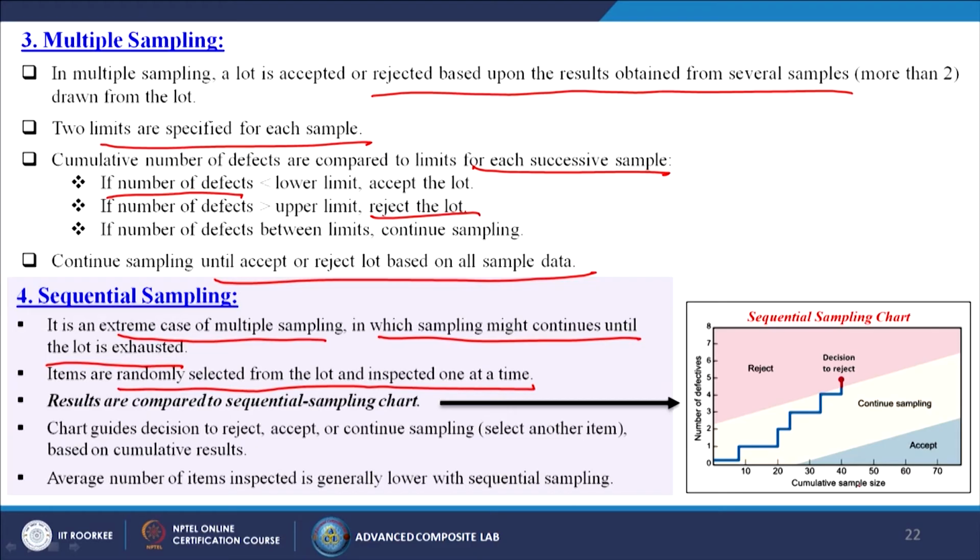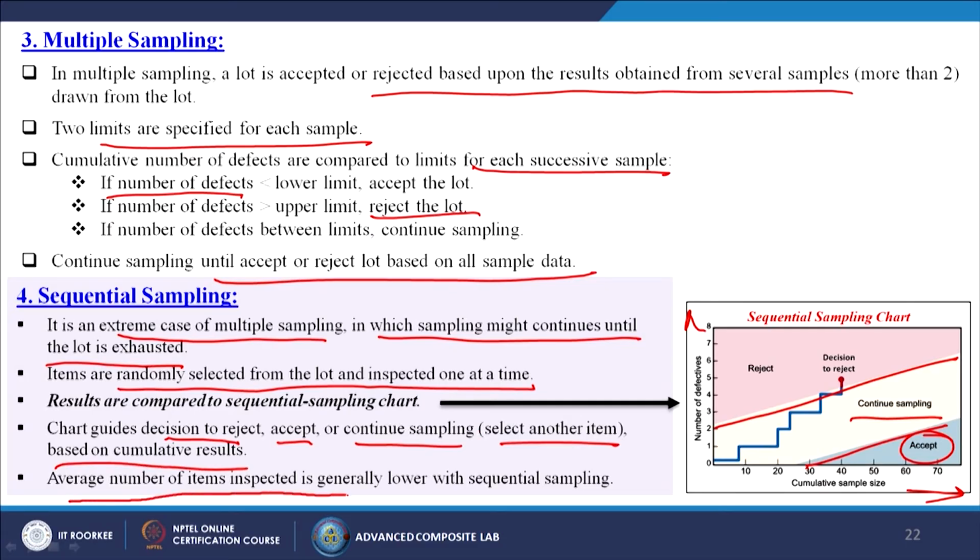So, like this. Here on the x axis you can see the cumulative sample size, and on the y axis is the number of defectives. In this way we keep taking more samples. Above this line is the reject zone, this zone is continue sampling, and this zone is the acceptance. So, how does the decision come to rejection? The chart guides the decision to reject, accept or continue sampling. Select another item based on cumulative results. The average number of items inspected is generally lower with sequential sampling.